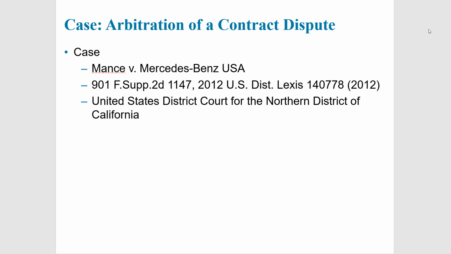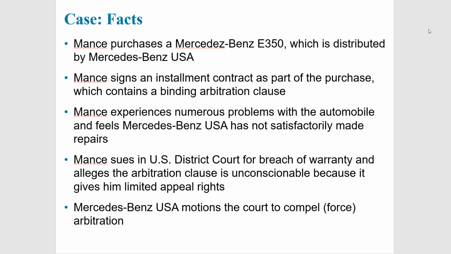So we have an example case, Mance versus Mercedes-Benz USA. In this case, Mance purchases a Mercedes-Benz E350, which is distributed by Mercedes-Benz USA. Mance signs an installment contract as part of the purchase. In that contract, there is a binding arbitration clause. Mance experiences numerous problems with the automobile and feels Mercedes-Benz USA has not satisfactorily made repairs. Mance then sues in U.S. District Court for breach of warranty and alleges the arbitration clause is unconscionable because it gives him limited appeal rights. Mercedes-Benz motions the court to compel, which means force, arbitration. In other words, they're trying to get it out of the traditional court system and into arbitration.